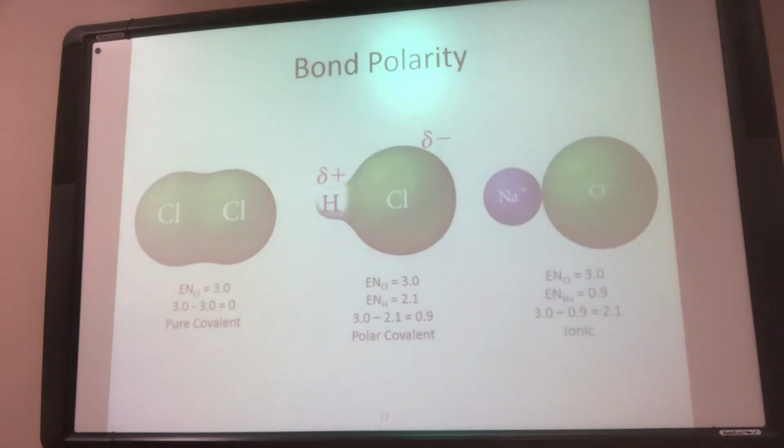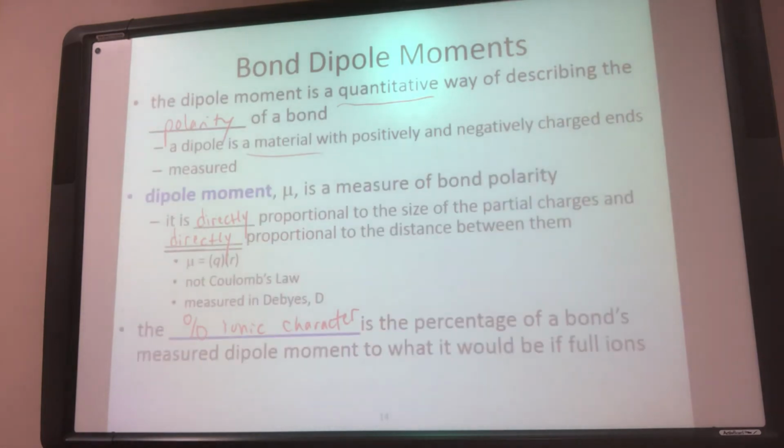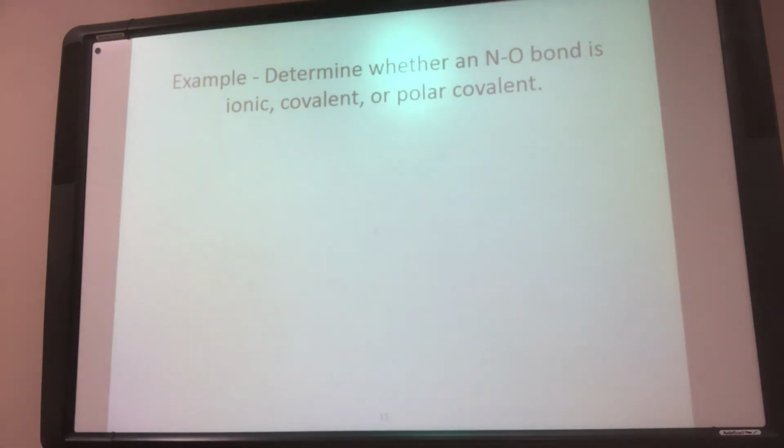All right, so let's look at a practice problem that kind of puts this all together. This problem says determine whether an NO bond is ionic, covalent, and when you see just covalent, that's pure covalent, and polar covalent. So ionic, pure covalent, I'll just write that in there for you, and polar covalent. So first let's look at where NO is on the periodic table. I don't want you to go and look at the chart with the electronegativities. I want you to be able to just think about this in your head.